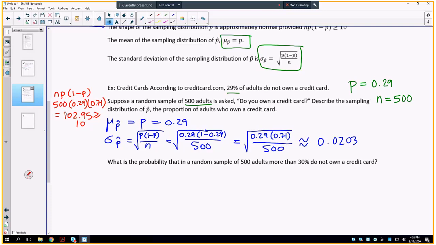So to answer our question, how would we describe the sampling distribution? We would say the sample proportion follows an approximately normal distribution.